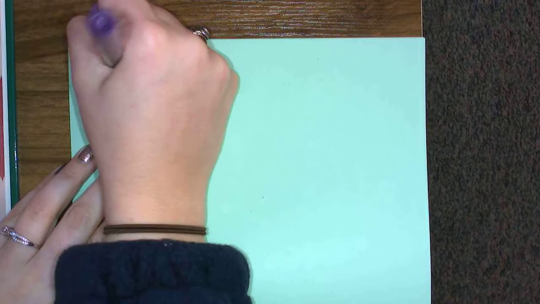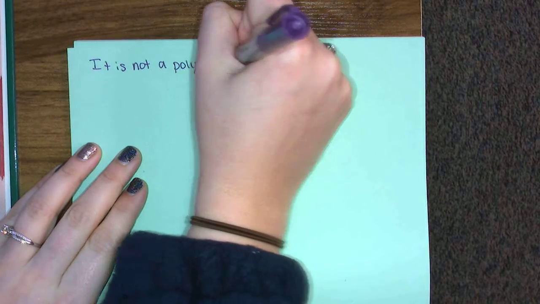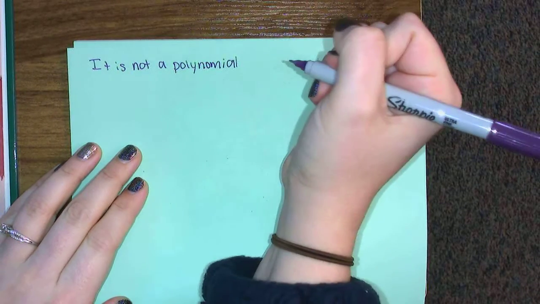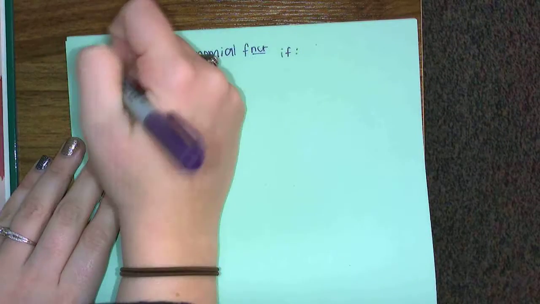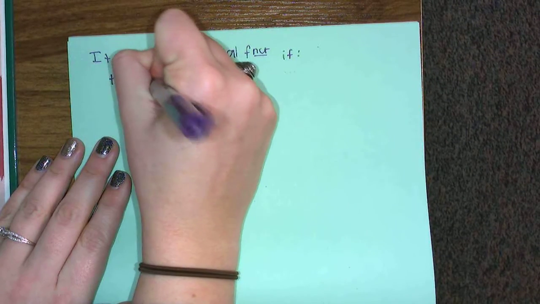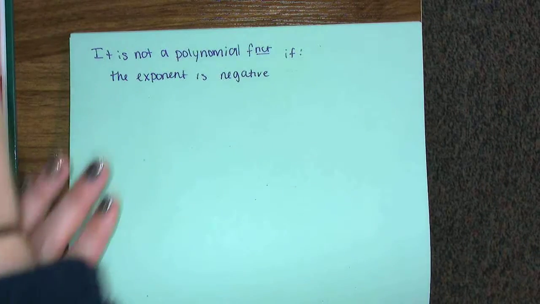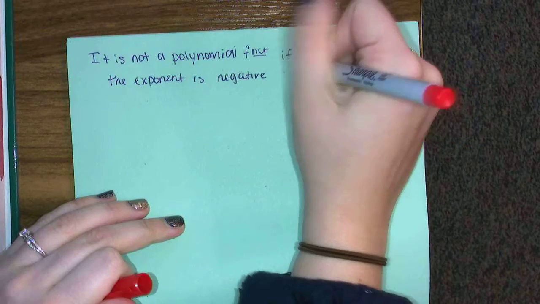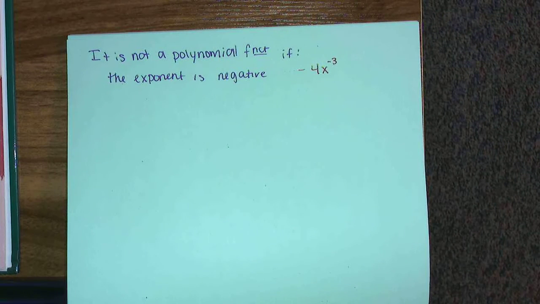But it is not a polynomial function if the exponent is negative, so something like negative 4x to the negative 3. Things that show it's not a polynomial.